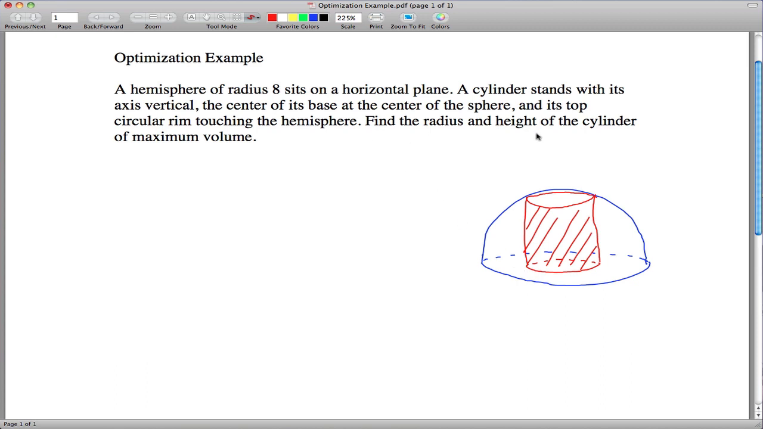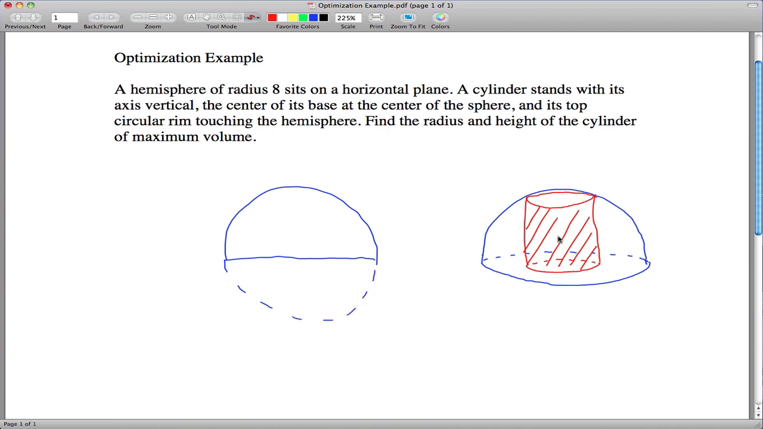And what we want to do is find the radius and height of the cylinder. So we're just finding information about this red object in here to maximize this red object's volume. It's pretty hard to work with this picture here. I think it becomes a lot easier if you think about what's going on in 2 dimensions instead of 3.